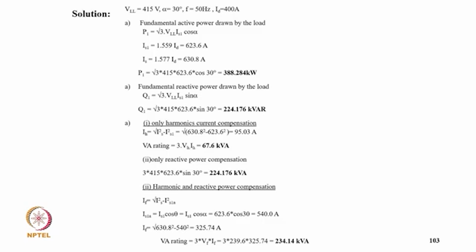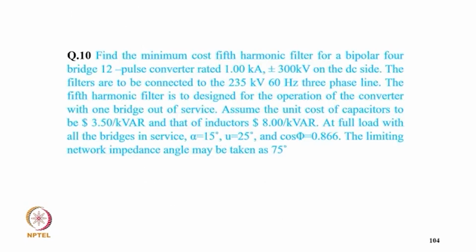equal to IS1 cos theta, that is IS1 cos alpha equal to 621.6 cos 30, that is 540 ampere, and IF equal to root of 630 square minus 540 square, that is 325.74 ampere, and the VA rating is 3 VF IF, so it becomes 234.14 kVA.